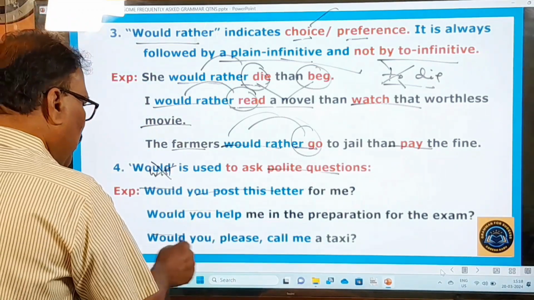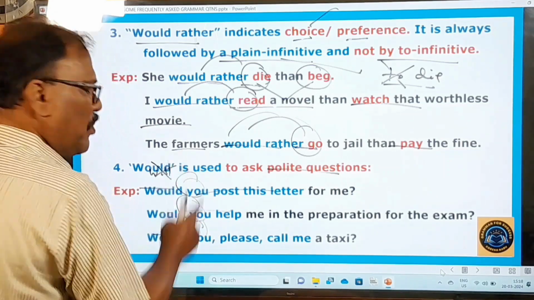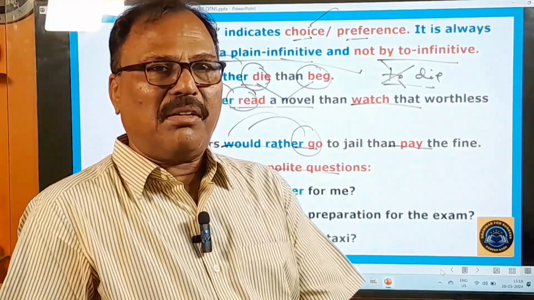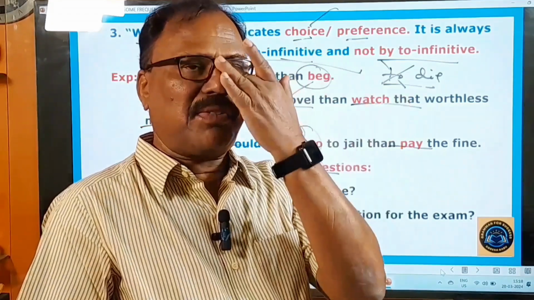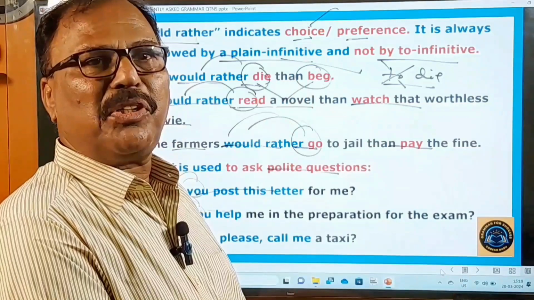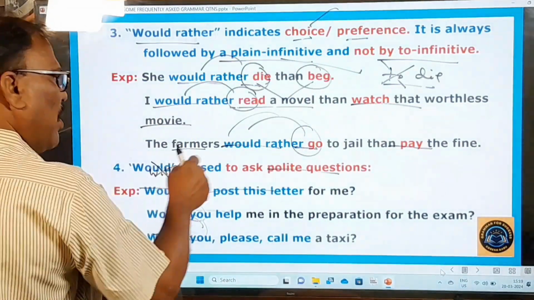So these polite questions are posed only to the second person. That's why only would you. Because you ask a polite question. You don't ask a question to somebody else. You ask this question only to the second person. That's why would you help me lift this box? Would you lend me your pen? So like this, would is used to ask polite questions.